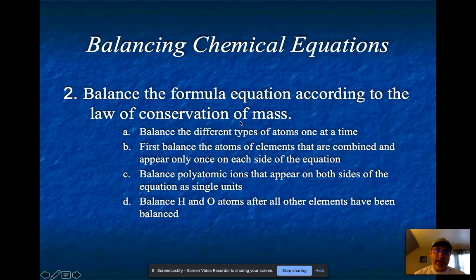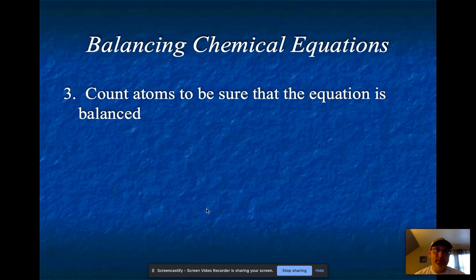Okay, so balance the formula equation according to the law of conservation of mass. Balance the different types of atoms one at a time. Balance the atoms of elements that appear only once on each side. Sometimes you can take polyatomic ions and keep them together. And then finally, and you don't always have to do this, these are just guidelines, but I usually save hydrogen and oxygen till last. Okay. And then make sure at the end that you count the atoms to be sure the equation is balanced. The yield sign or the arrow is what breaks it up. So what you have before that has to be the same number of atoms as what you have after it.